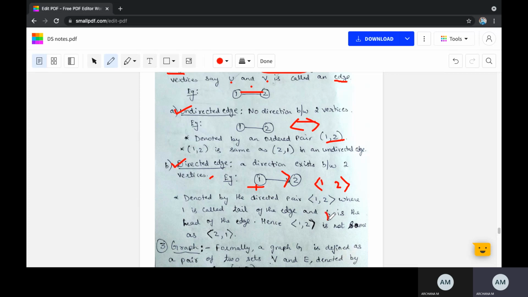2 is called the head. This is known as the head of the edge. This is the tail and this is the head. So when you have a directed graph, you should represent it with this greater and lesser symbol. If there is a direction from 2 to 1, you can represent it as 2 comma 1. If there is no direction, you cannot represent it so; 1 comma 2 and 2 comma 1 are not at all the same, because it is a directed edge. Okay, that is one.